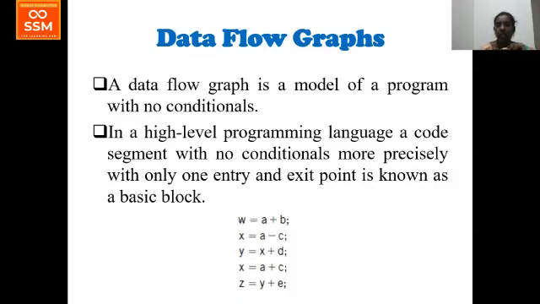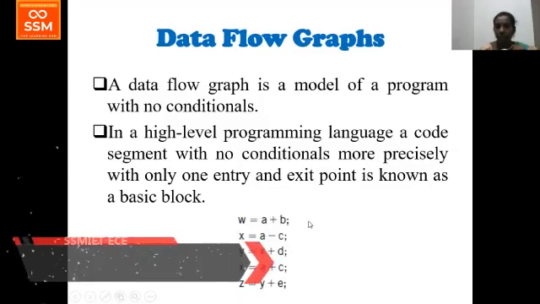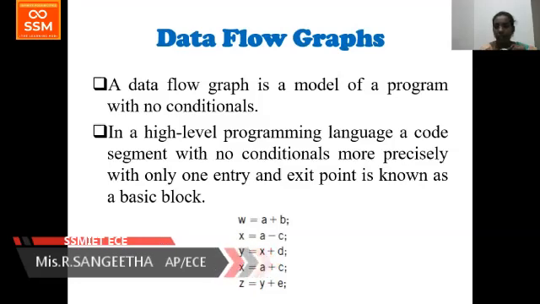In a data flow graph, we don't have any conditions. That means we are performing a particular kind of operation based on the input, so there are no conditions in the data flow graph. Some expressions are available, but we can change or modify them. Here we can modify some of the expressions for our convenience, changing the data to avoid confusion or to perform the operations easily.